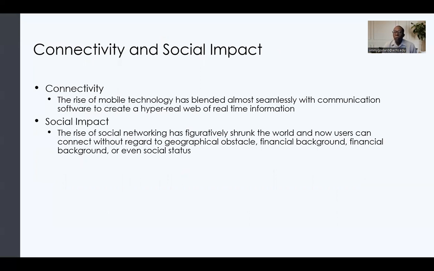Connectivity: the rise of mobile technology has blended almost seamlessly the communication software to create this hyper-real web of real information. Social impact: the rise of social networking, right? We talk about how users can connect despite a geographical obstacle. I was in Ethiopia for a couple of weeks and I was able to connect. I was not able to do video because the internet connections are not that strong.